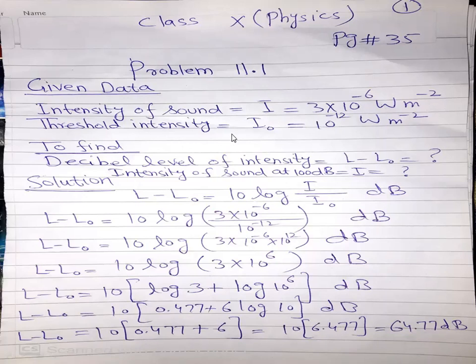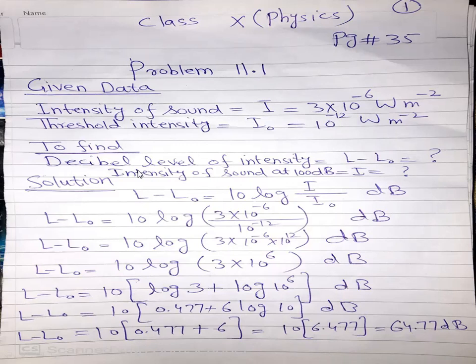And threshold intensity is noted with I naught. As when we discussed this topic, I told you this is the reference level I will take all the time, the faintest sound, that is 10 to the power minus 12. This is the reference level of the intensity of sound. The reference level is sometimes called threshold intensity, and it is noted with I naught. The threshold intensity or reference intensity or faintest sound intensity level is 10 to the power minus 12 watt per square meter. This is given to me.